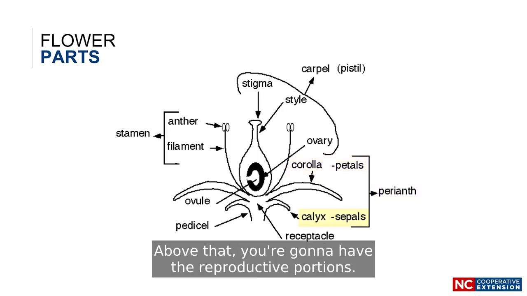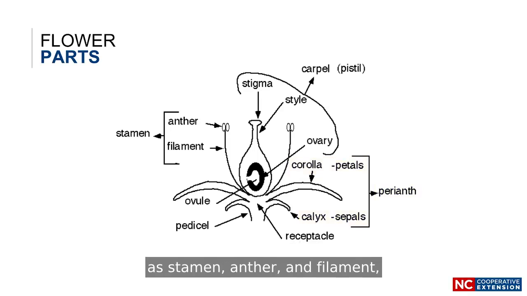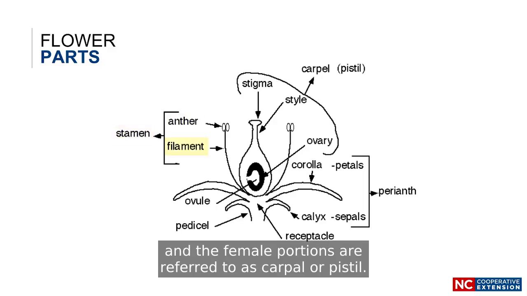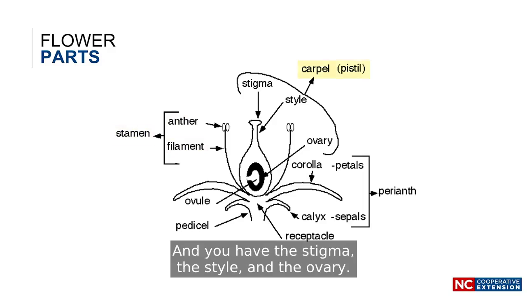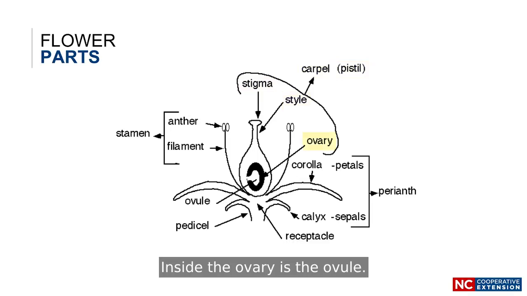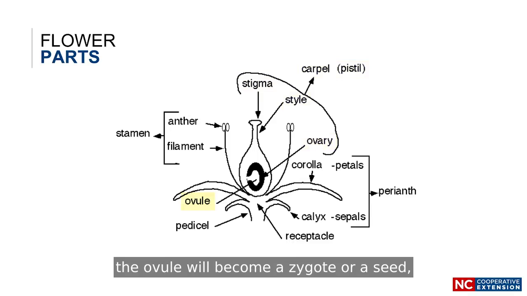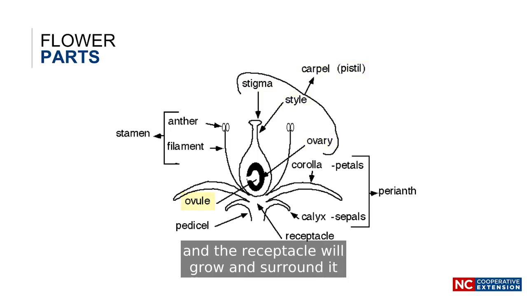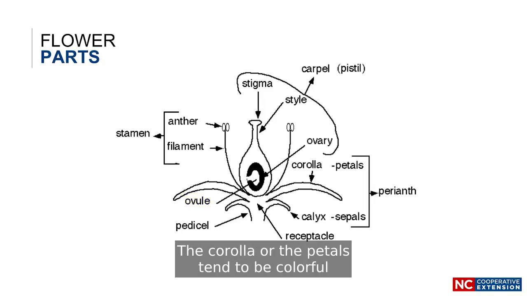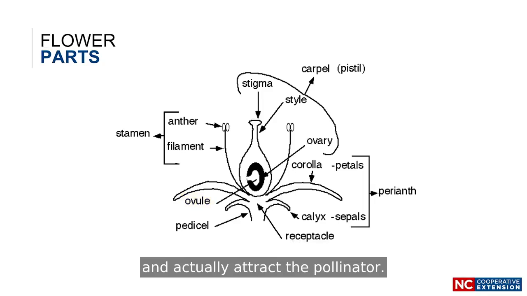Above that, you're going to have the reproductive portions. The male portions are referred to as stamen, anther, and filament, and the female portions are referred to as carpel or pistil. And you have the stigma, the style, and the ovary. Inside the ovary is the ovule. Once that flower is pollinated, the ovule will become a zygote or a seed, and the receptacle will grow and surround it and become a fruit. The corolla or the petals tend to be colorful and actually attract the pollinator.